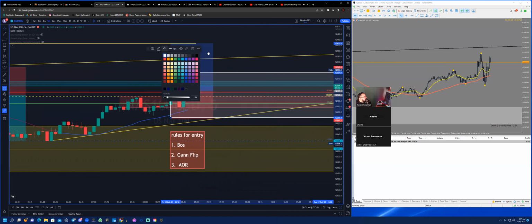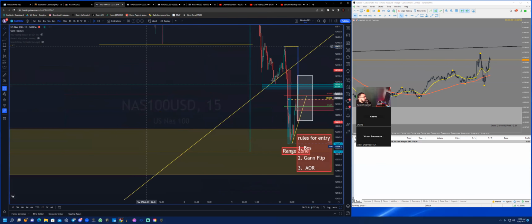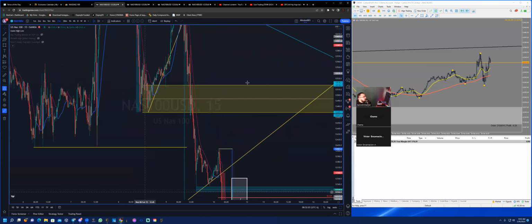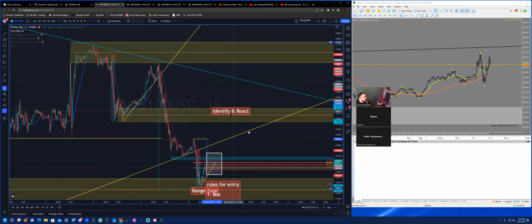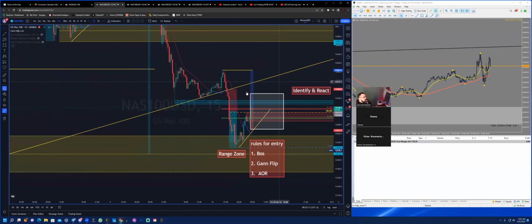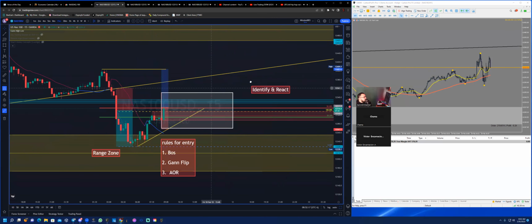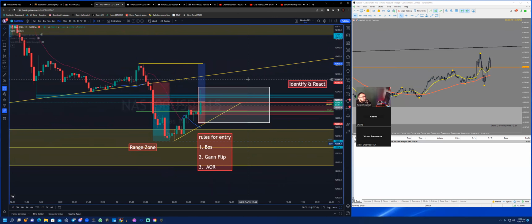I mean, look, I don't know what it's gonna do. It's gonna do whatever it's gonna do. I don't need to know. I just need to be able to identify and react. Where is my identify and react label? Made one. There it is. I just got to remember, that's our job. Our job is not to predict. Our job is not to try to know what's going to happen. We don't have to know. We just need to identify and react.